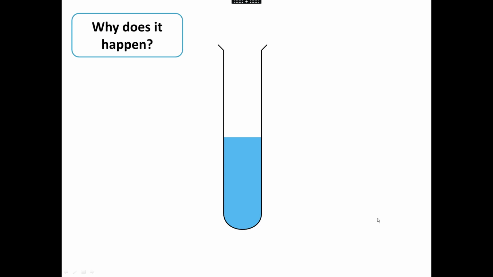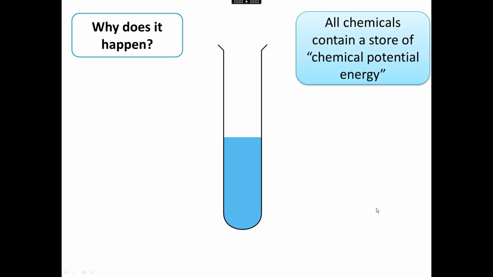Now then, why does it happen? We're going to go into more detail thinking about energy and energy transfers. All chemicals contain chemical potential energy. Fuels like methane or petrol or diesel, a fuel has a store of energy inside it. Sometimes we call that chemical potential energy. So chemicals have energy inside them.